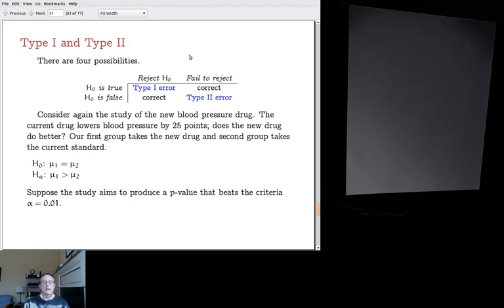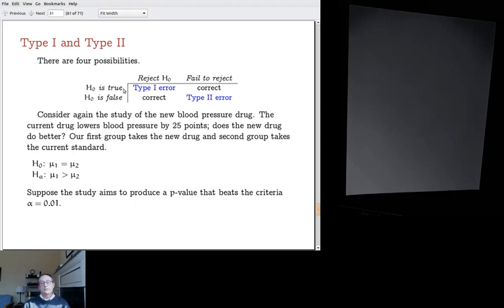So it could be that your surgery is a good idea. It could be that your surgery is a bad idea. H naught is going to be that the present state of treatment is the right thing. HA is going to be that the new state of treatment is better. So H naught is that the present state of treatment is the right thing.